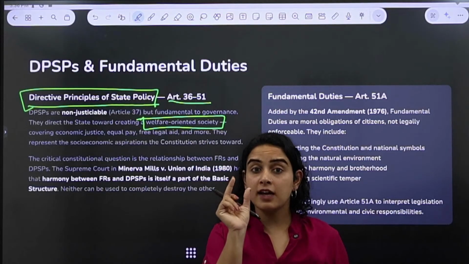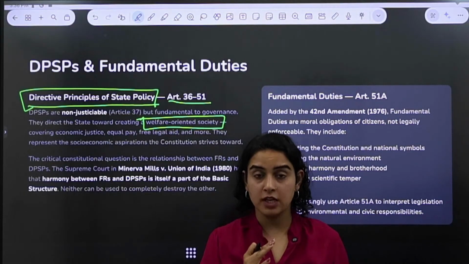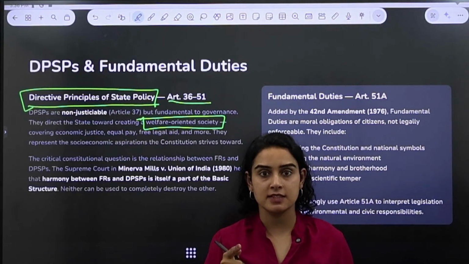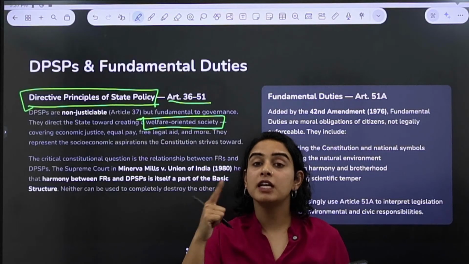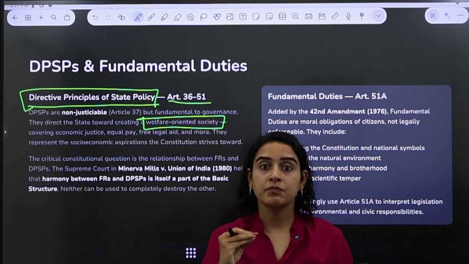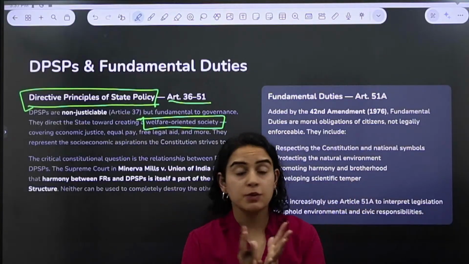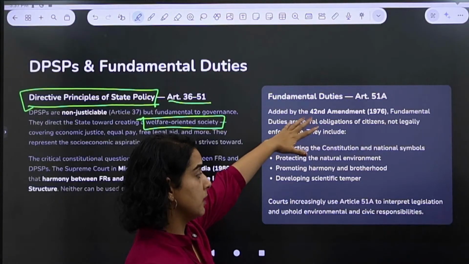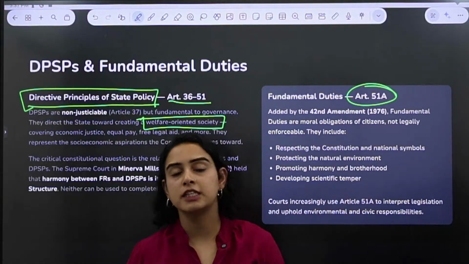Now, the alphabet A here indicates that it was originally not part of the Indian Constitution. It was added in the 42nd Amendment of 1976. So the Preamble was also amended in the 42nd Amendment, and fundamental duties were also added through the 42nd Amendment. All right. So that is something which you also have to understand here: originally it was not part of the Constitution. It was made part from the 42nd Amendment, Part 4A. And Article 51A of the Indian Constitution deals with the fundamental duties.